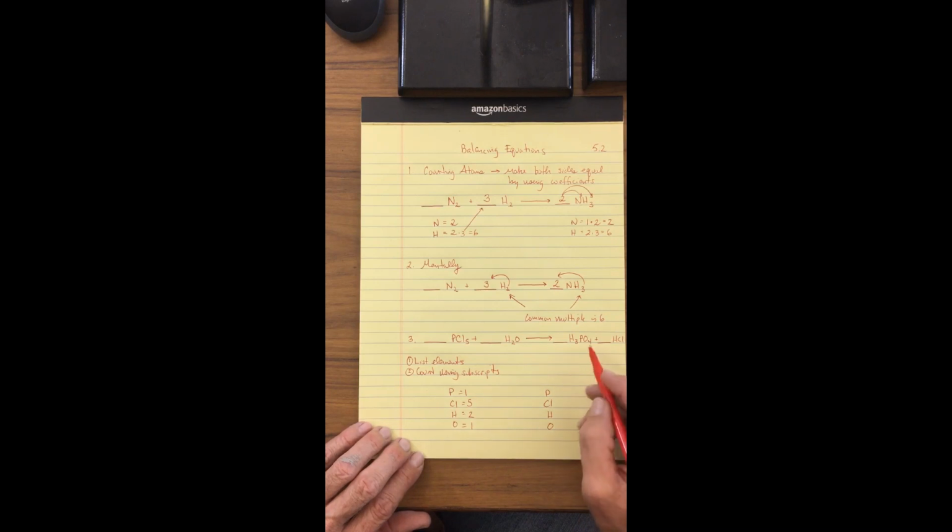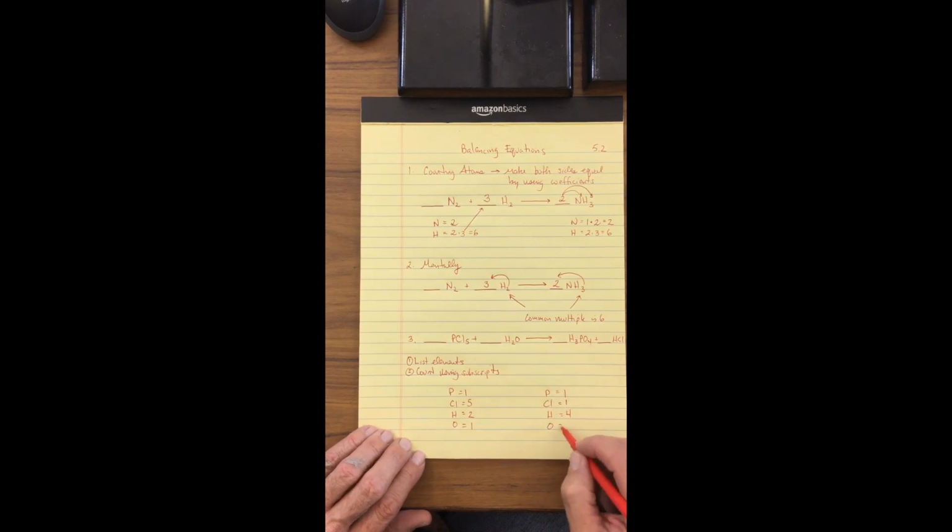Okay, hopefully you've finished this and you'll see that how many P's do I have? The subscript for the P is 1. That looks pretty balanced. How many chlorines do I have? I have 1. How many H's? This is a little bit tricky because I actually have 2 compounds with H's. So I have 3 here, and then I have 1 here. That means I have 4 H's total. How many O's do I have? I also have 4.